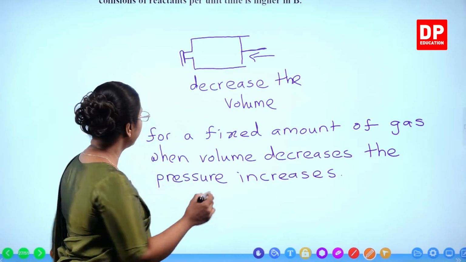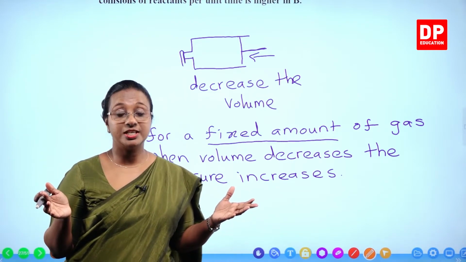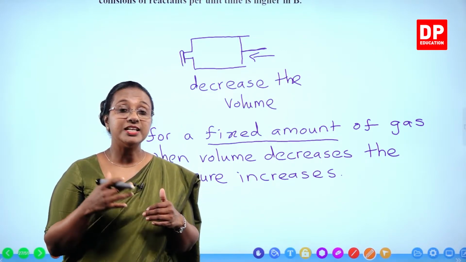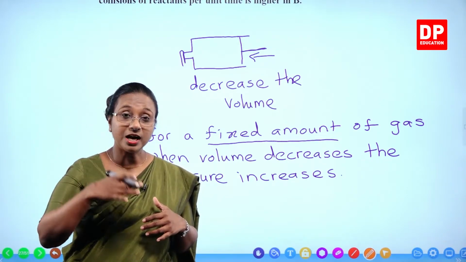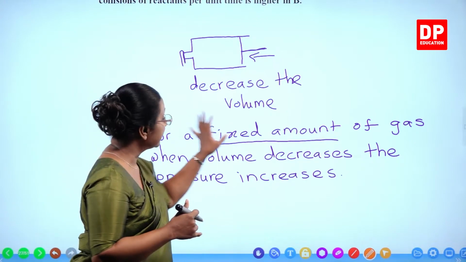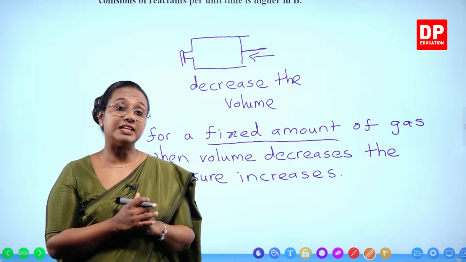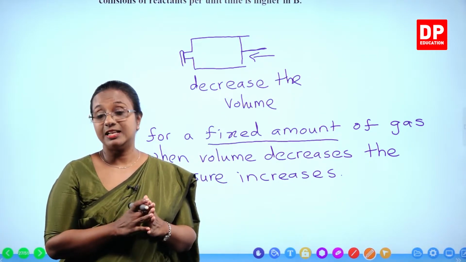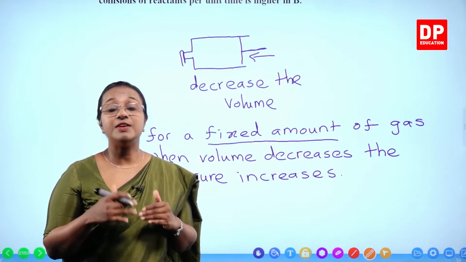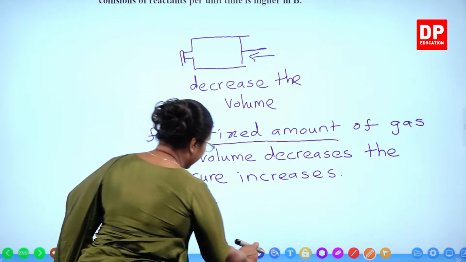If we want to have a fixed amount of gas, we can take a closed container. If it is closed, nothing can come in, nothing can go out. So air cannot come in or go out. That means the gas inside a closed container is a fixed amount of gas. If you decrease the volume of that container, you increase the pressure. If you increase the volume, you decrease the pressure. So this pressure will also affect the rate of reaction. This is how that happens.